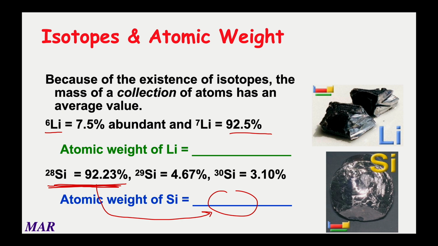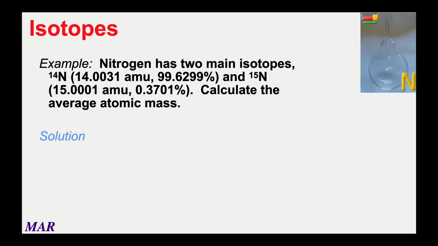And this worked on the previous example with lithium too. Lithium 7 was 92.5%, and the atomic weight was 6.941. So the atomic weight answer is usually closest to the highest percentage abundance isotope, which is kind of cool. Here's nitrogen, two main isotopes, nitrogen 14 and nitrogen 15. And we have exact masses to lots of sig figs, and we also have their abundance. And notice, first of all, how almost all the percentage is locked up in nitrogen 14.